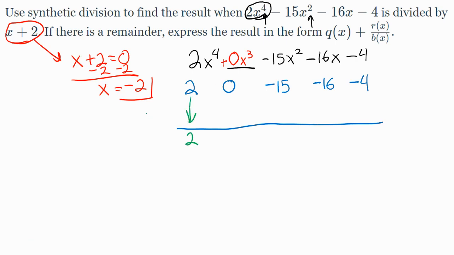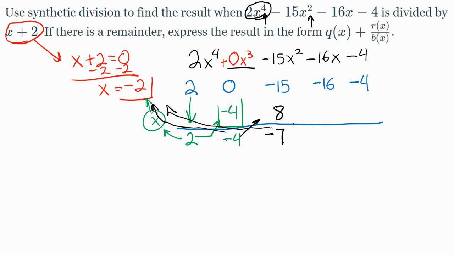So bring down the 2, and then our algorithm says you take these numbers, multiply by the number in the box, put the result over here underneath the next coefficient, which should give me a negative 4, add with the 0, and I get negative 4. And then I multiply by the negative 2, and that gives me a positive 8. And then I add there, I should be getting a negative 7. And then I multiply the negative 7 by the negative 2 over here.